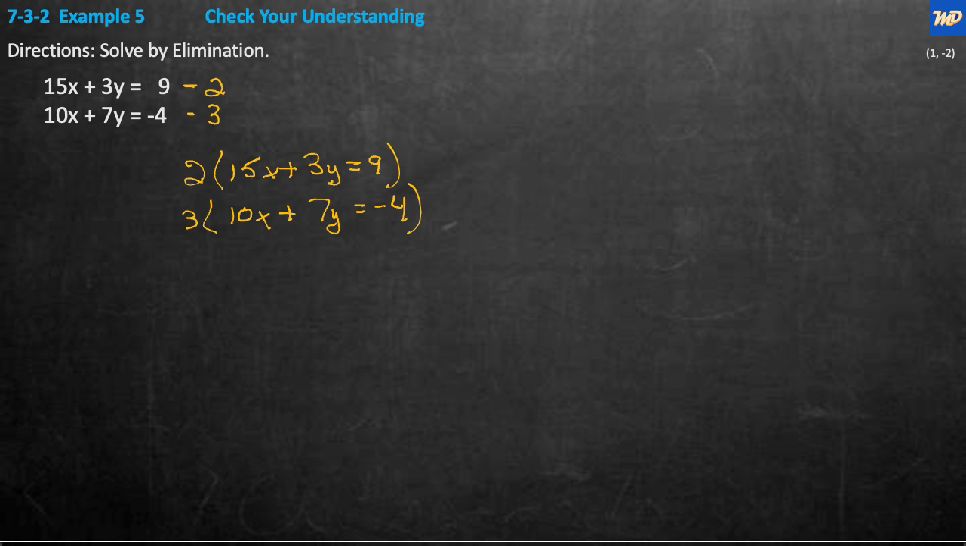Now multiply them out. 2 times 15 is 30x plus 6y equals 9 times 2 is 18. And then 3 times 10 is 30x plus 7 times 3 is 21y. And that equals negative 12.